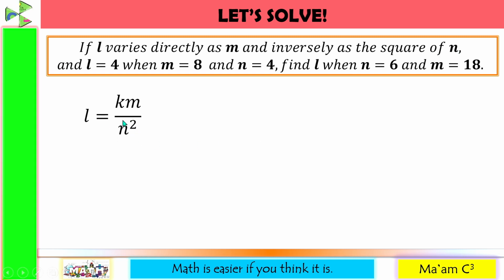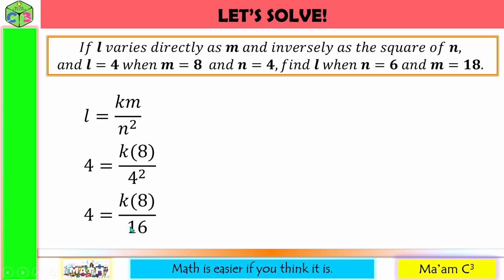Now let us substitute 4 for L, 8 for m, and 4 again for n. 4 squared is equal to 16. By cross multiplication, 4 times 16 is 64. To solve for k here, we're going to divide both sides by 8. This 8 here will cancel out, and 64 divided by 8 is 8. So k is equal to 8.